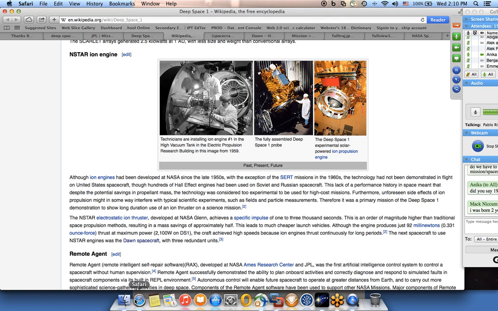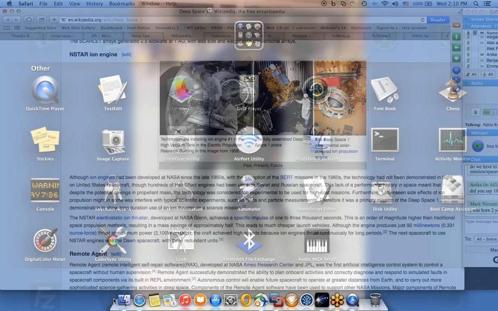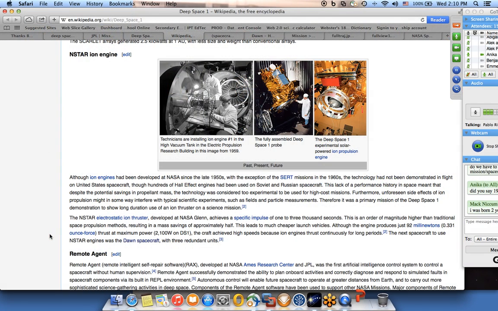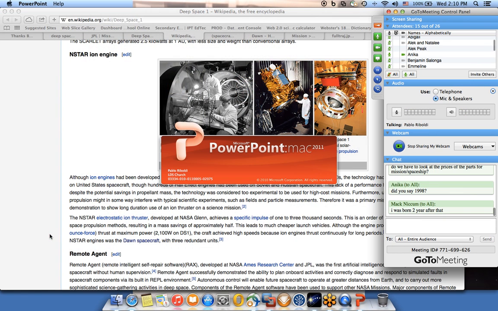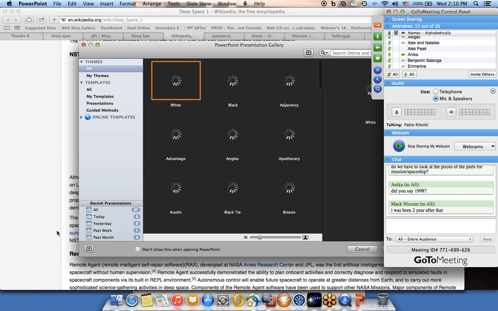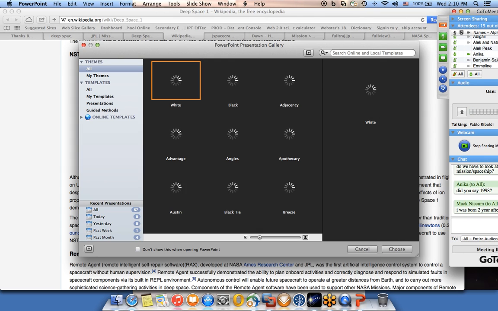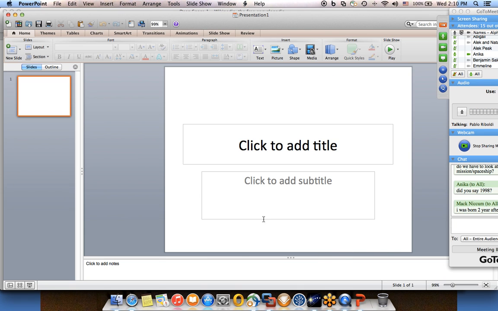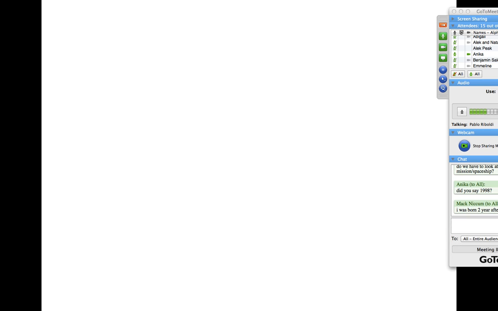Let me see, how can I draw this? Let's see if I can go to a blank screen here. All right, let's choose just a white page. Okay, and let's see, with a pen.